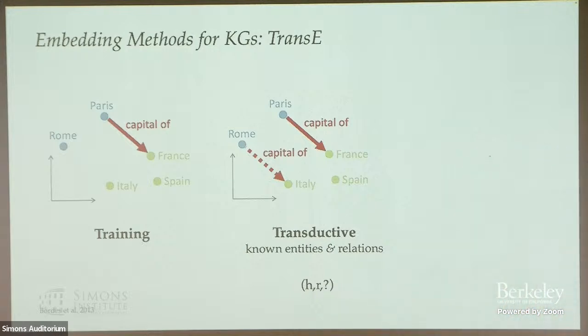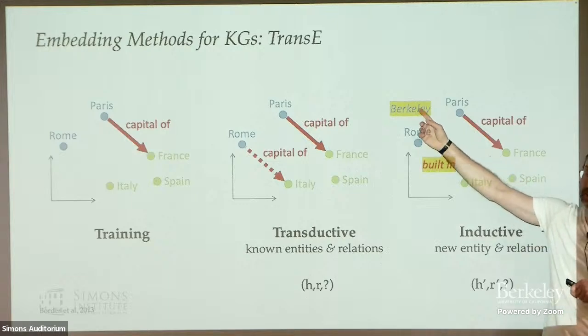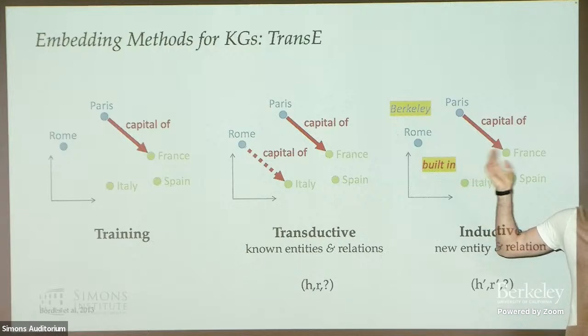Now, in the inductive setting, I might have a situation where I have a new entity, for example, Berkeley. I didn't have it in the training set. What would I do now? I don't have the embedding. I don't have the vector representation of Berkeley. So with this approach, I cannot do it. I need to retrain everything from scratch. It can also be another situation where we have a new entity and a new relation. For example, I would like to say Berkeley was built in when, which year? So I also cannot do it with this approach.